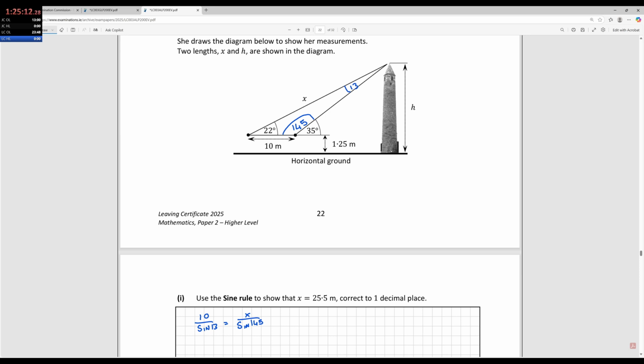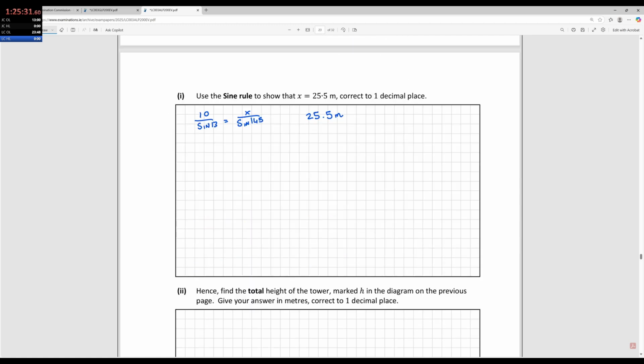And they told you what the answer is. I guess they do that. So we could say 10 sine 145 over sine of 13. I'm definitely in degrees, and I'll press equals. And to 1 decimal place, yeah, I got 25.49, but that is 25.5. Hence find the total height of the tower marked H.